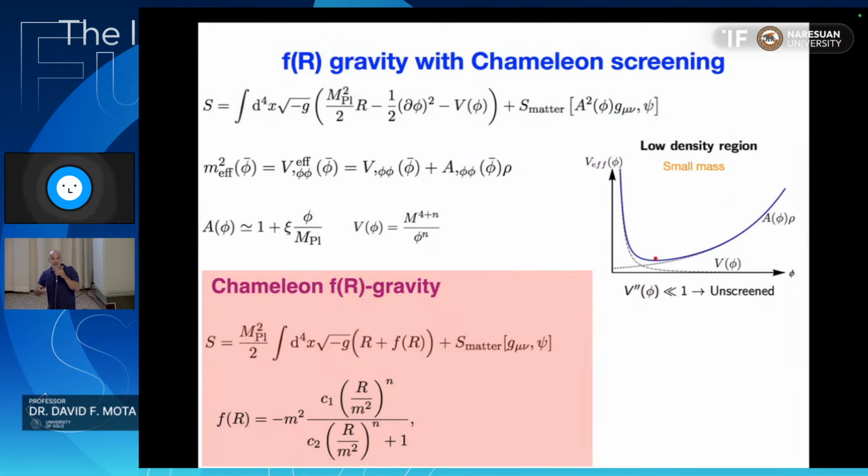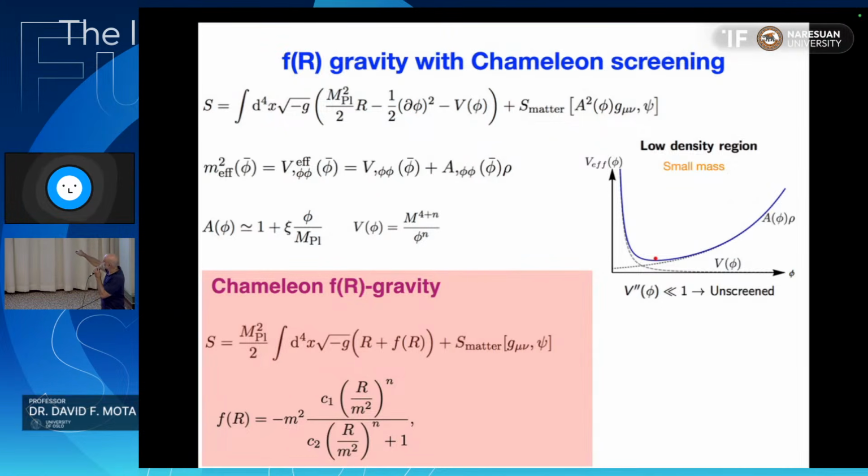So the f of R theory I'm going to work on is a very specific one. It's an f of R theory which has the chameleon mechanism embedded. Because if it didn't have any screening mechanism, f of R gravity would be ruled out by the pulsar, by the neutrons bouncing on a mirror, by the Cassini probe. It would be ruled out. So in order for these f of R gravities to be valid, they need to have a screening mechanism. And if I choose my f of R function like this, okay, I get a chameleon screening mechanism in there.